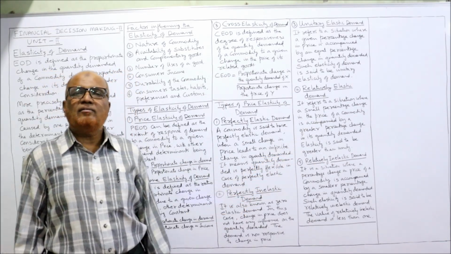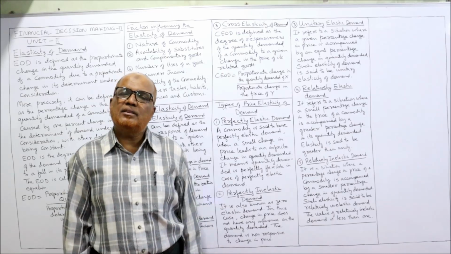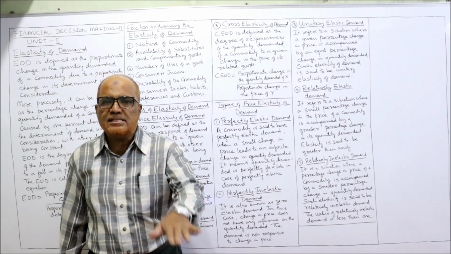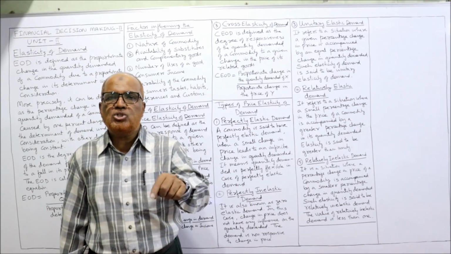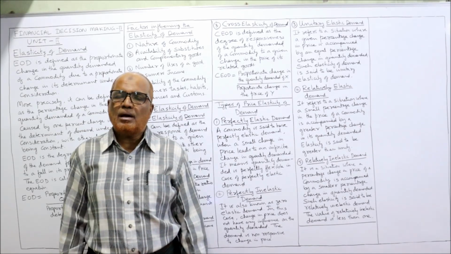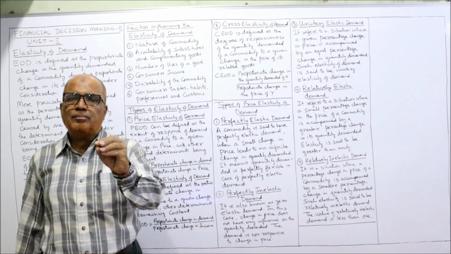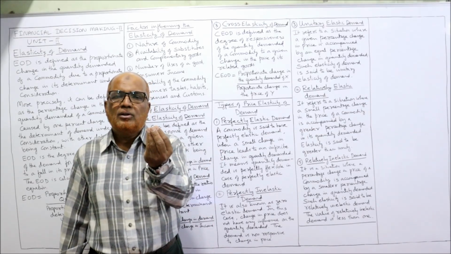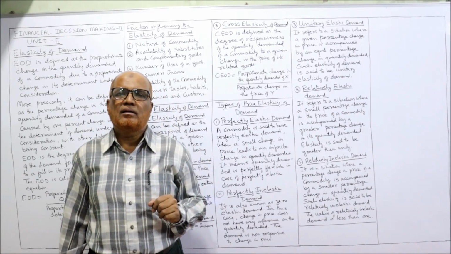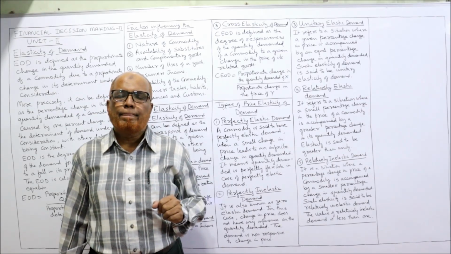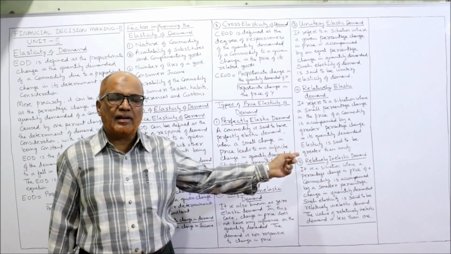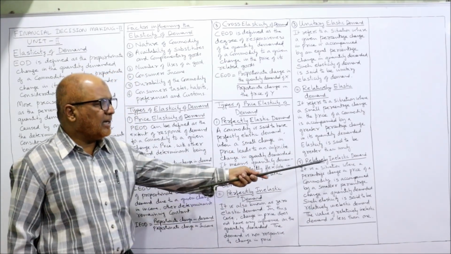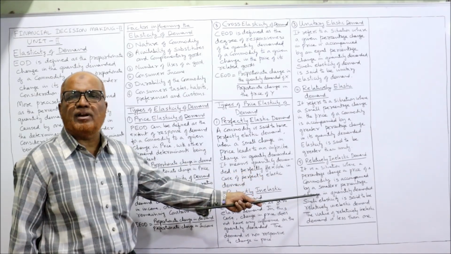Last one, relatively inelastic demand. In this case, the proportionate change in demand is less than the proportionate change in price. Example, if the price changed by 10%, the demand changed only by 5%. So 5 divided by 10, you will get 0.5. That means the value of relatively inelastic demand is less than 1.